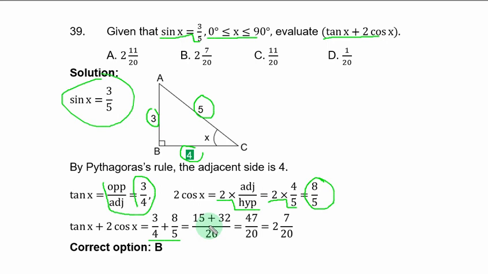Fractions addition, you find the LCM and it is 20. Divide 20 by 4, multiply it by 3, you have 15, plus divide 20 by 5, multiply it by 8, you have 32. If you add, you have 47 over 20. If you convert to mixed fraction, you have 2 whole number, 7 over 20. B is the correct option.